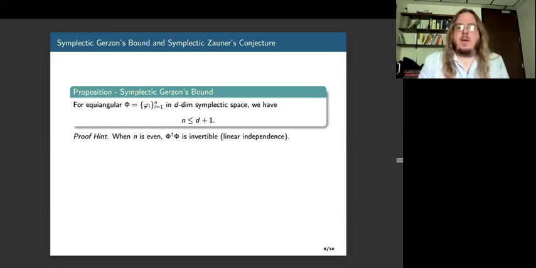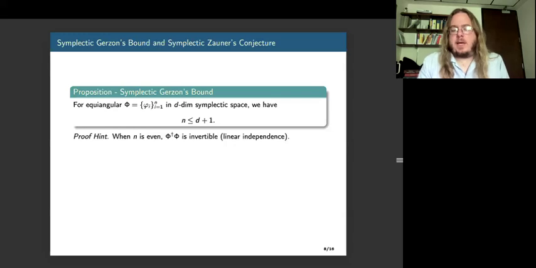The general idea is that when n is even, you can find that the Gram matrix is invertible. The symplectic Gram matrix is invertible. And that tells you that the vectors that you started off with were actually linearly independent. And when n is odd, you can remove one of these vectors and apply the even case. And that's sort of how you get this difference of 1.